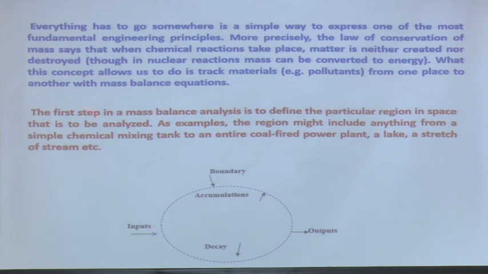So, in doing so, what is the first step? The first step in a mass balance analysis is to define the particular region in space that is to be analyzed, where I want to know the domain. Now, as examples, the region might include anything from a simple chemical mixing tank, where I want to know whether my mixing is homogeneous or not. How do I know? I have to get the concentration profile, I have to do mass balancing, how much I have fed, how much is there at different layers of that, and then it can be an entire coal fired power plant, a lake, a stretch of stream, anything. So, I must first define the domain.